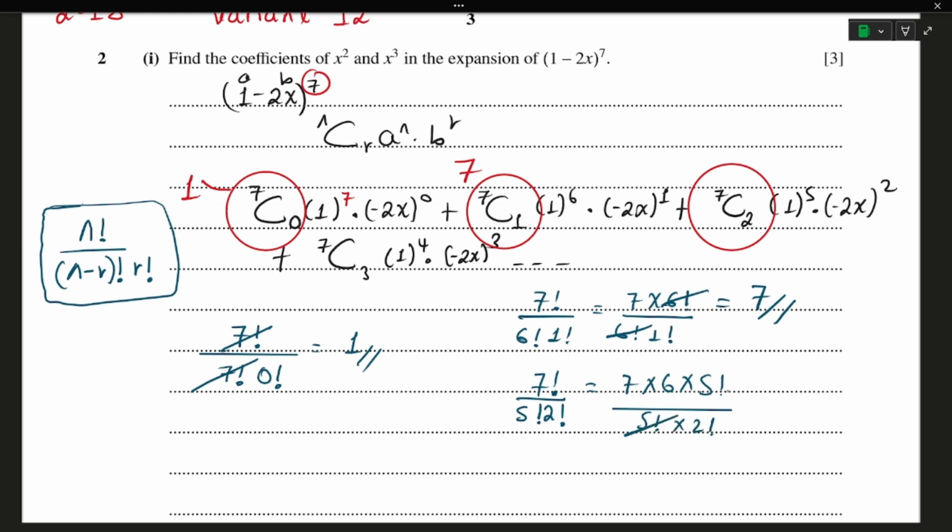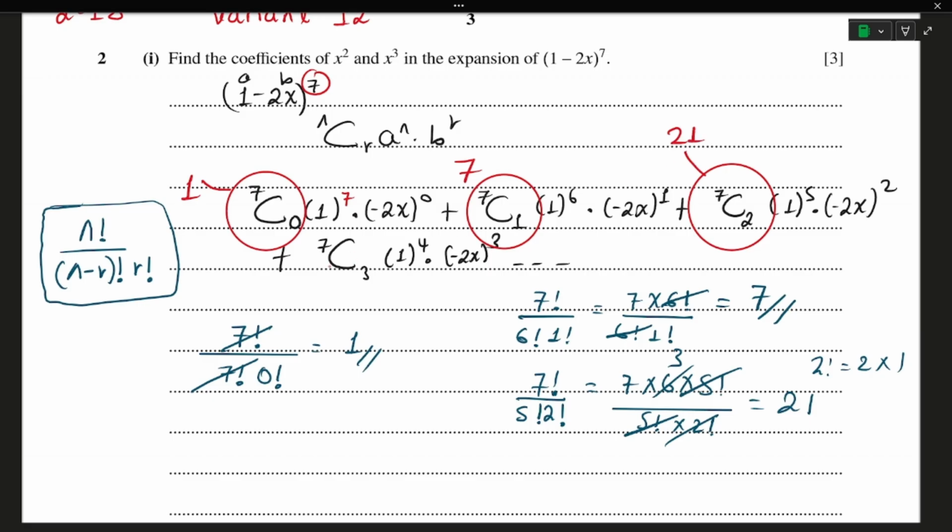So we can cancel this one by this one. 2 factorial is honestly 2 times 1, which is 2. So 6 divided by 2 will be 3. 7 times 3 is 21. So the cofactor of this one will be 21.